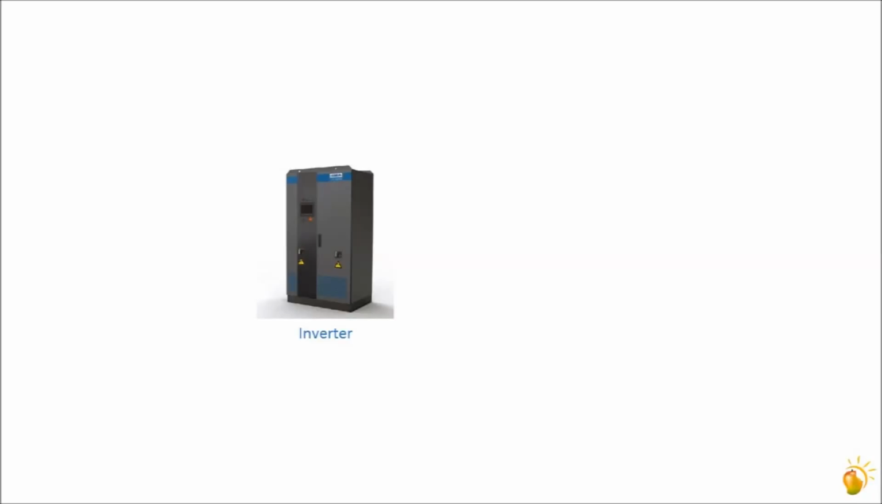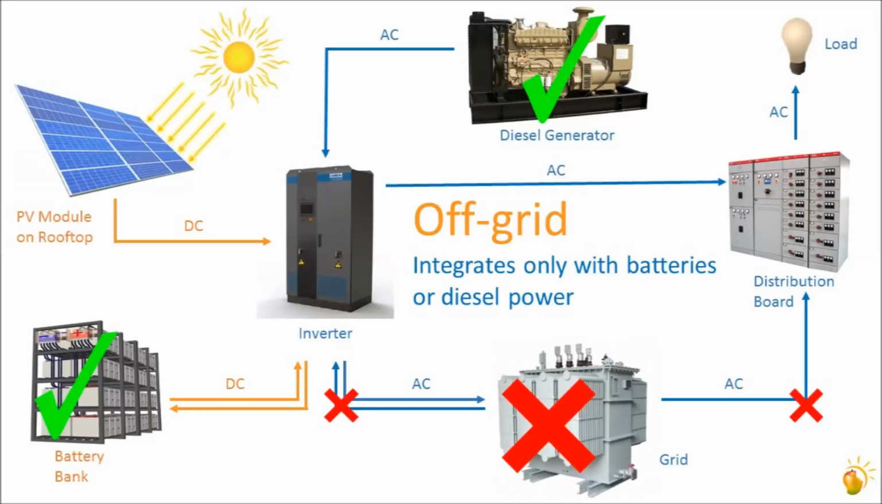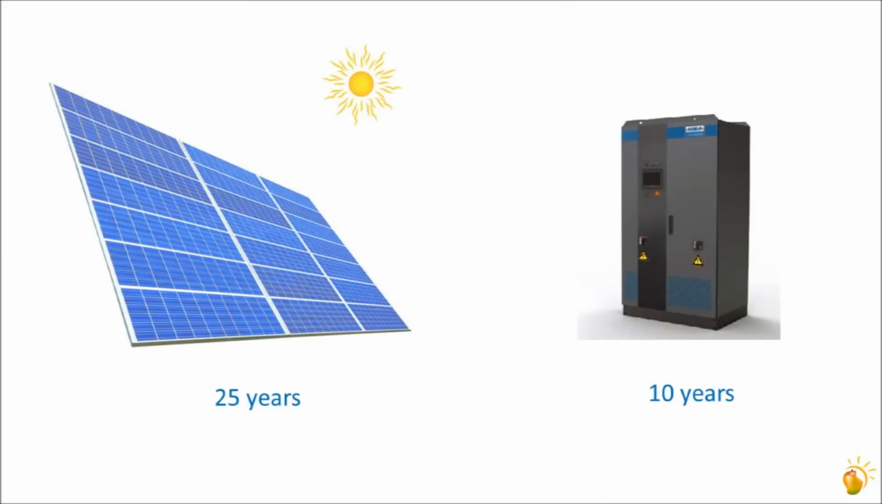The three types of solar plants boil down to three types of inverters: the grid tie inverter that integrates only with grid power, the off grid inverter that integrates only with batteries or diesel power but not with the grid, and finally the hybrid inverter that can integrate with grid power, diesel, and battery power. A solar PV plant will last 25 years, and the inverter can last 10 years or even longer. It is therefore important to choose an inverter keeping in mind both current and future requirements.